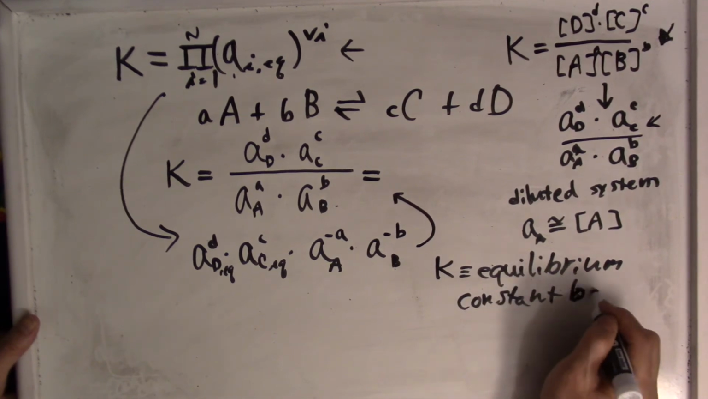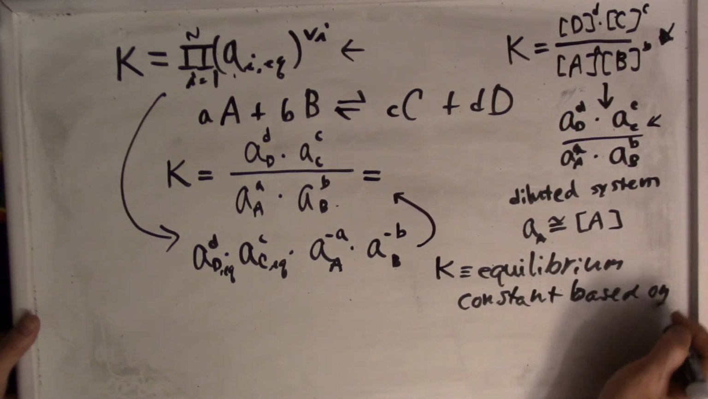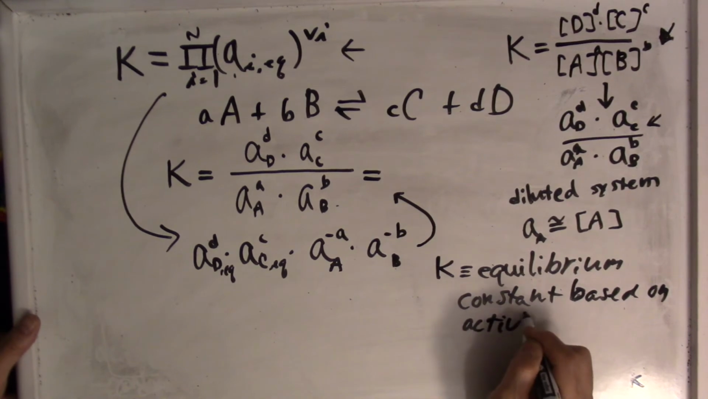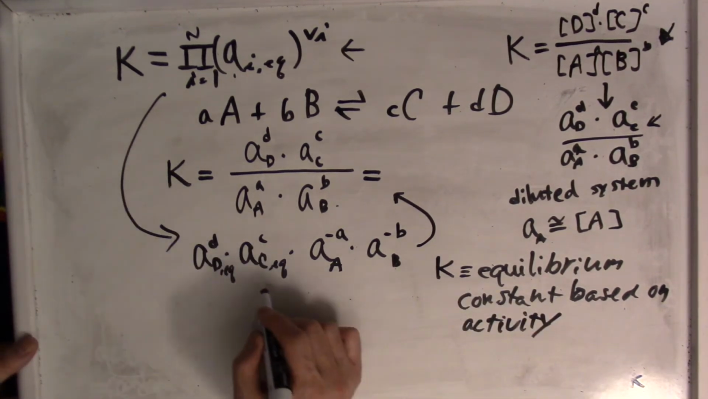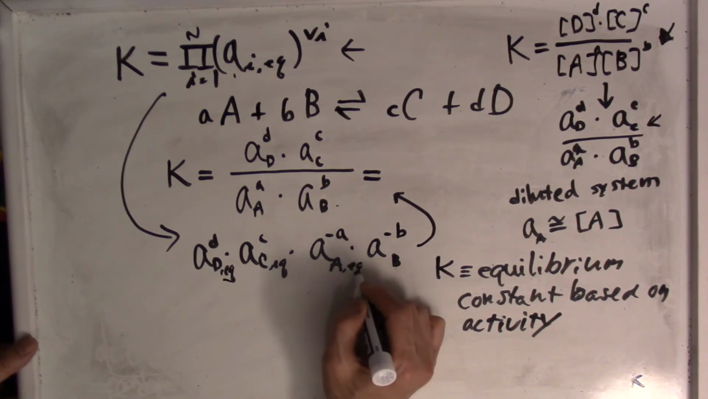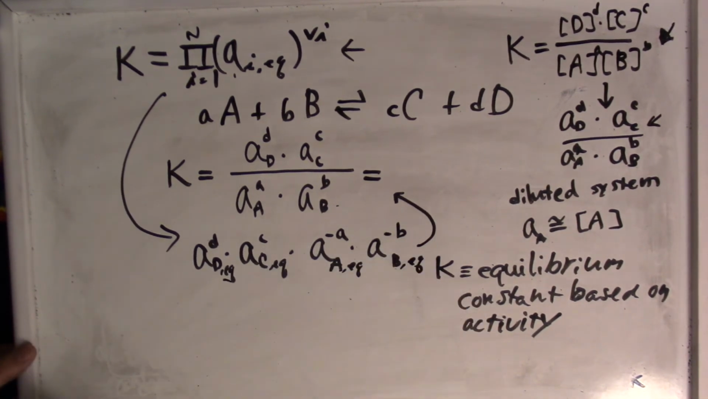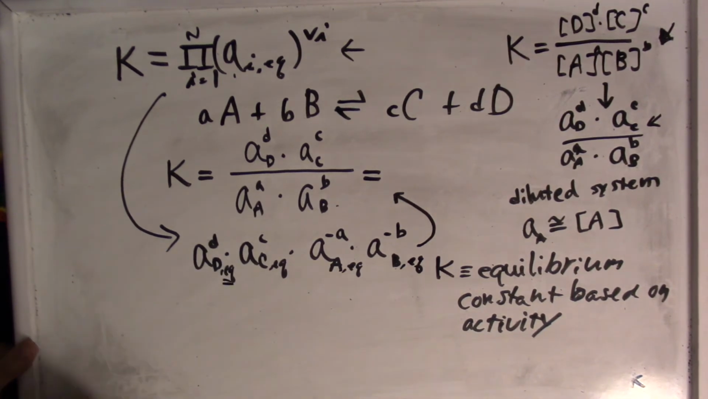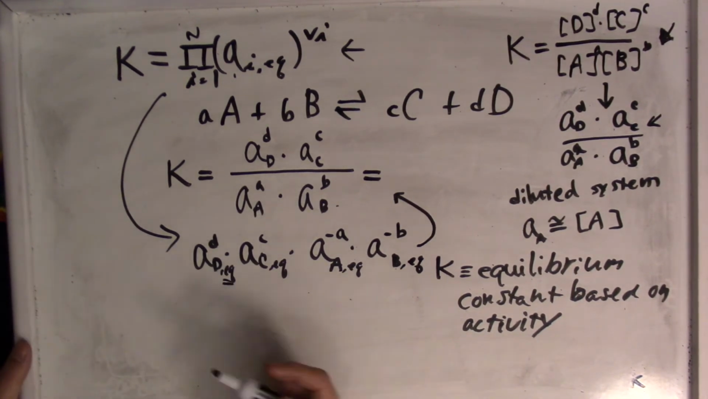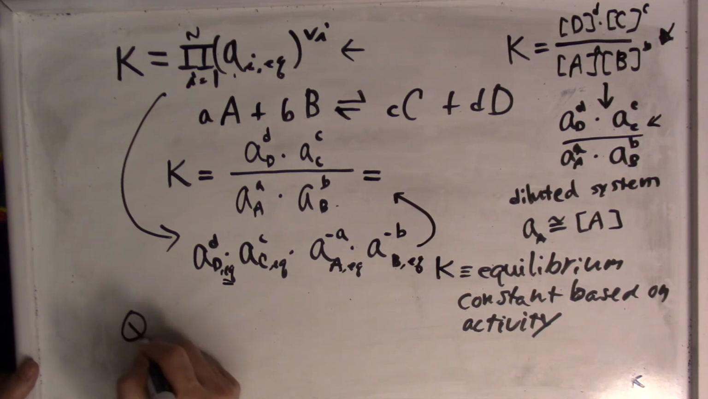Based on activity. So keep that in mind. Of course, that's the equilibrium constant at equilibrium. So again, it's activity at equilibrium. If it's not at equilibrium, then you use the reaction quotient Q.